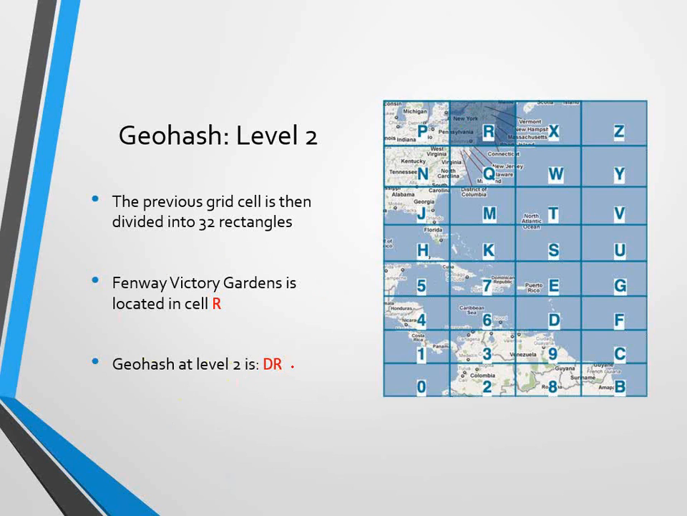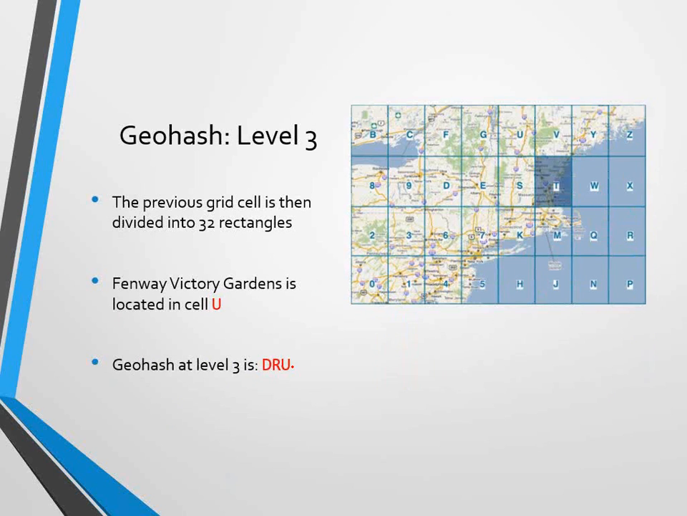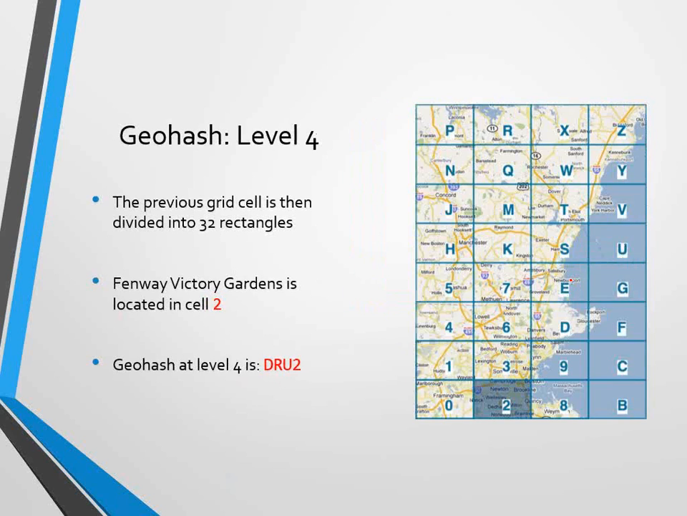And then once we've chosen that, we take that rectangle and we break it down into 32 more rectangles. We follow the same process again, where in this case, the location we want to index is in grid U. And we do it again. In this case, the location's in grid 2. So every time we're picking a grid, our geohash is getting longer. So now at level 4, it's DRU2.